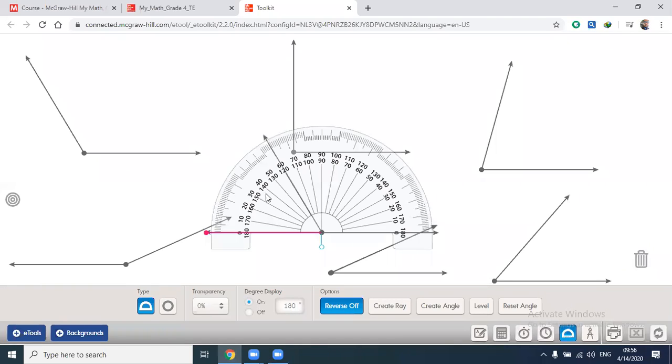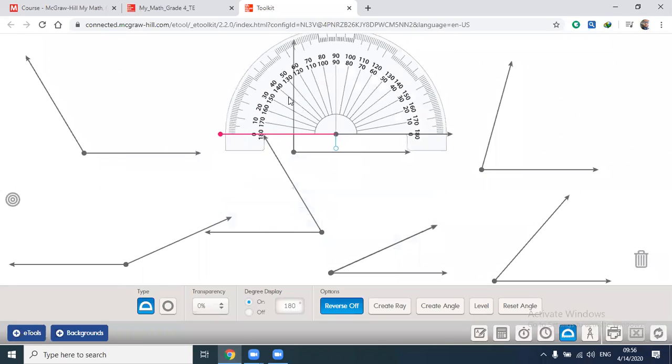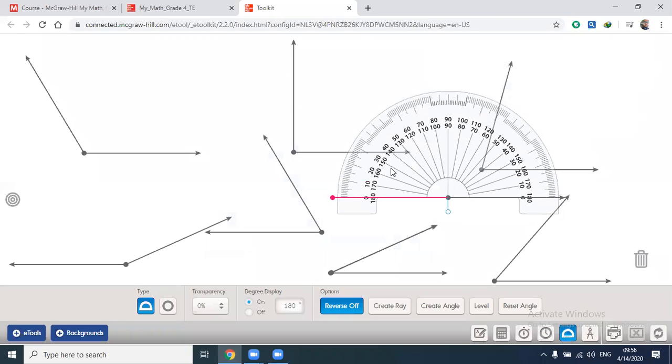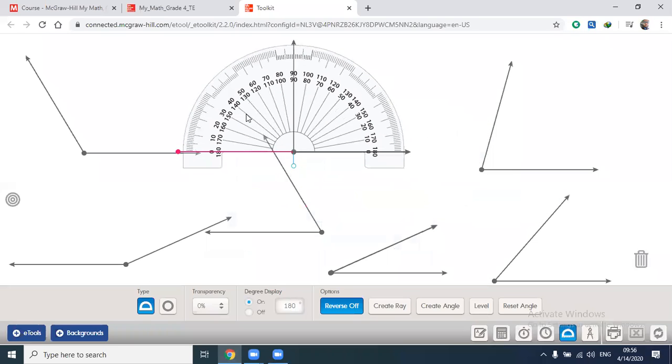Here also I have to measure the other angle, this one. Place the center of the protractor on the vertex of the angle, and then count from 0, from this ray to the other ray. From 0, count 0, 10, 20, 30, 40, 50, 60, 70, 80, 90. So the measure of this angle is 90.